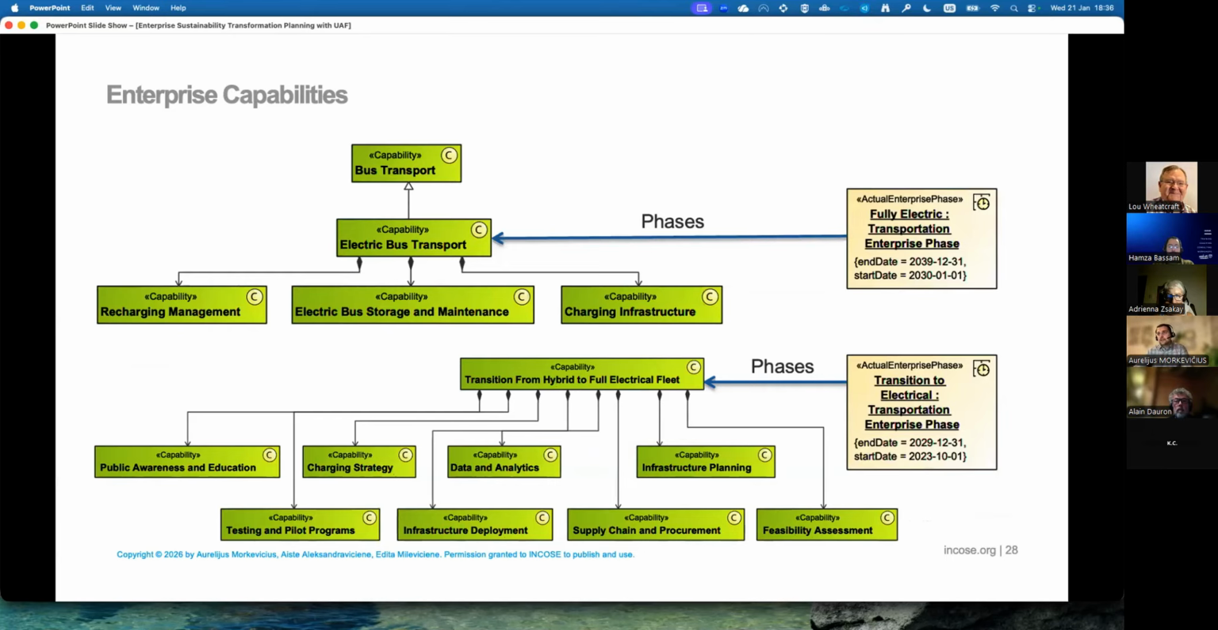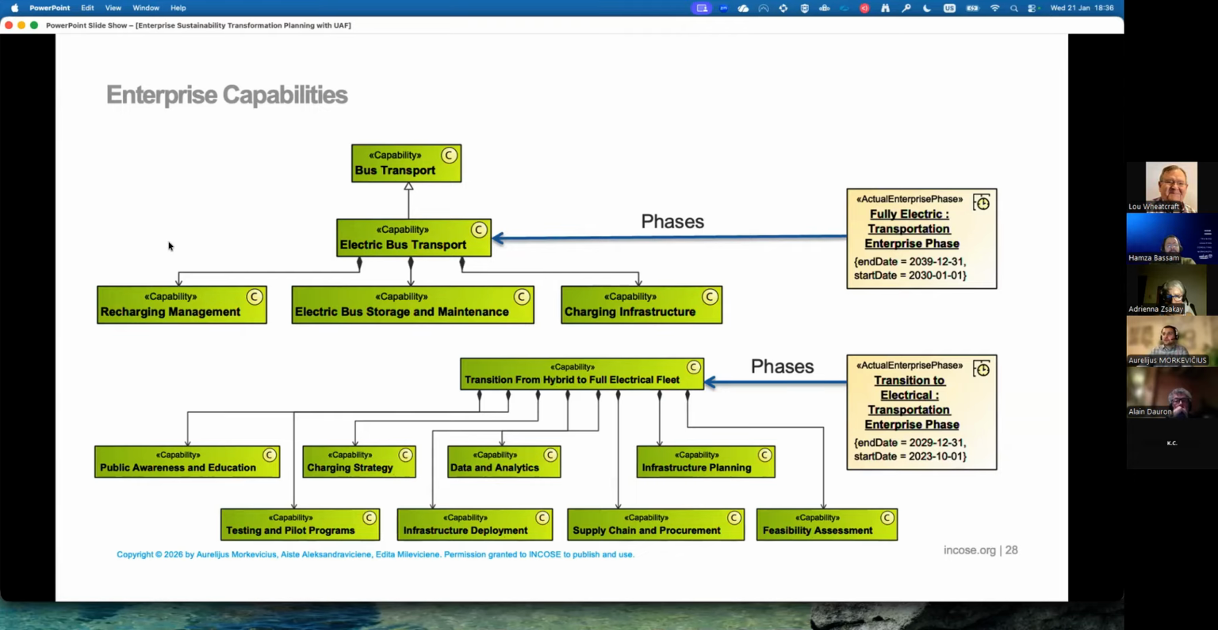Then the capabilities, of course, and this is where we also assign capabilities to the different phases. So we say that these capabilities are available, for example, electric bus transport capability will only be available in the fully electric phase. And in addition to all that the hybrid phase has, it's not shown here, but it is depicted in the study and in the model.